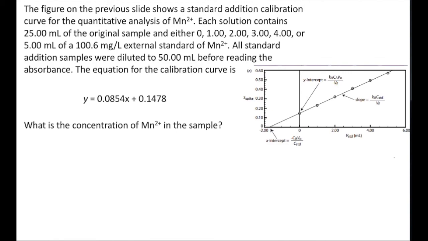So we're trying to determine the concentration of manganese in an unknown sample, and each solution contains 25 milliliters of the original sample and either 1, 2, 3, 4, or 5 milliliters of a 100.6 milligram per liter external standard of manganese. So all standard addition samples were diluted to 50 milliliters before reading the absorbance, and the equation of the line is given, and we're asked to determine the concentration of manganese in the unknown sample.